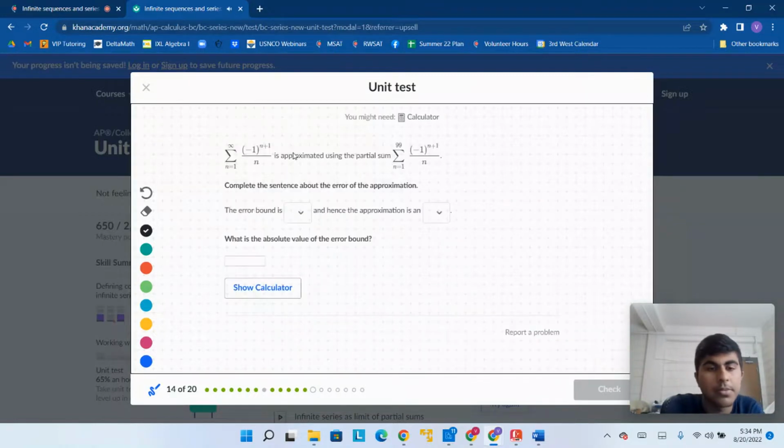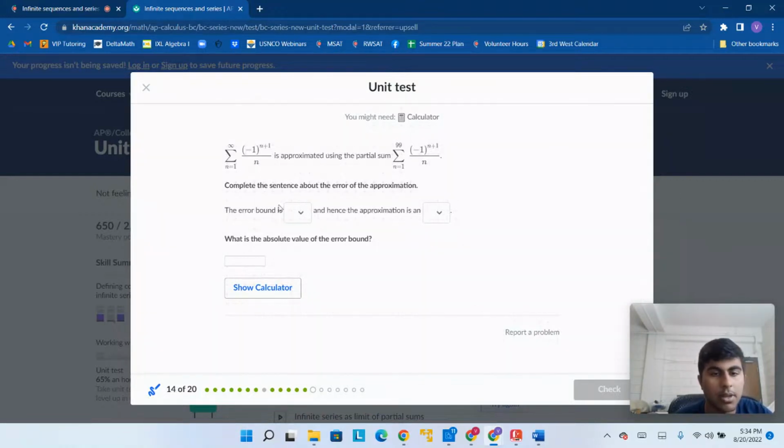Let's keep going. So you have the sum of negative 1 to the n plus 1 over n. It's approximated using the partial sum up to 99, which is a pretty decent partial sum, honestly. What's the error bound? This is an alternating series, so the error bound is just going to be the next neglected term. We stopped at 99, so I'm going to put in 100 as n. If I put in n as 100, then I get negative 1 to the 101, which is going to be negative 1 over 100. So that's going to be negative 0.01.